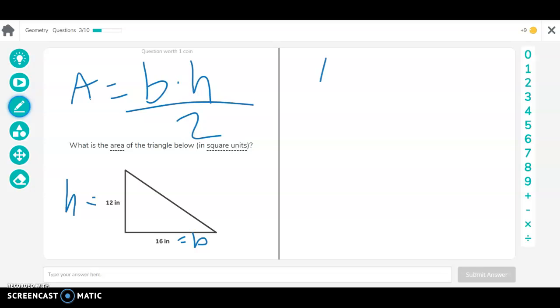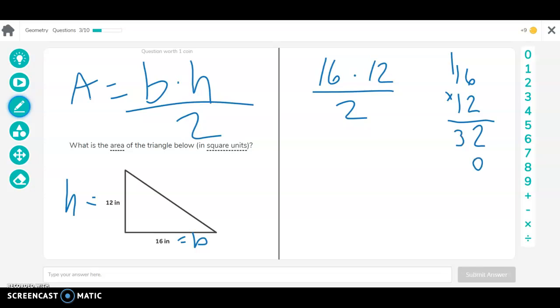Alright, B is 16, H is 12, and we're going to divide by 2. Alright, so the first thing that we're going to do is just take 16 times 12. So we get 6 times 2 is 12, carry your 1, 1 times 2, 2 times 1 is 2, plus 1 is 3. Put your 0 to move your place value. 1 times 6 and 1 times 1. Now we're going to add those together. 2 plus 0 is 2, 3 plus 6 is 9, and your 1. We get 192. So that's the first part, so that's done.